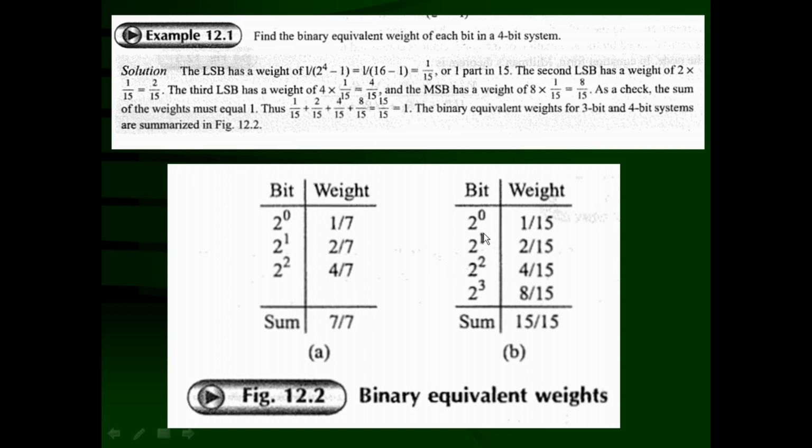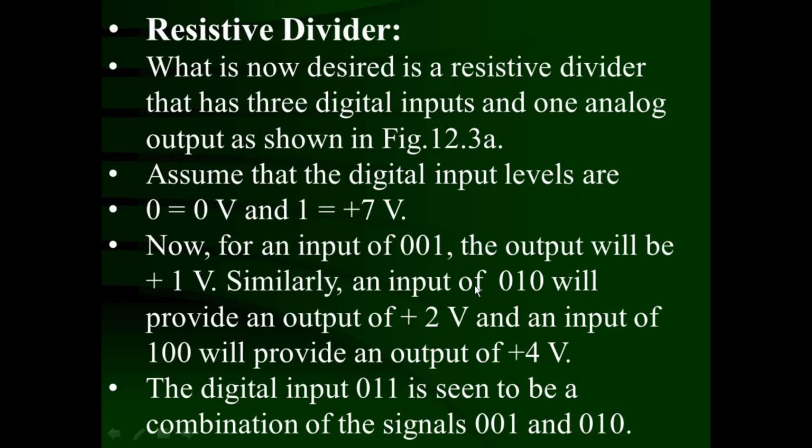Similarly, for the 4-bit system, the position weight of 2 raised to 0 is 1 upon 15, because 1 upon 2 raised to 4 minus 1 is 1 upon 15. For the second LSB, the weight is twice this one, so 2 upon 15. The third LSB has a weight of 4 times the LSB, and the MSB has a weight of 8 times the LSB. And that comes out to be 15 upon 15. This is the binary equivalent weight of the 3-bit system as well as the 4-bit system.